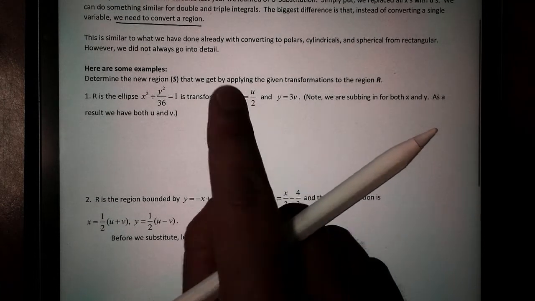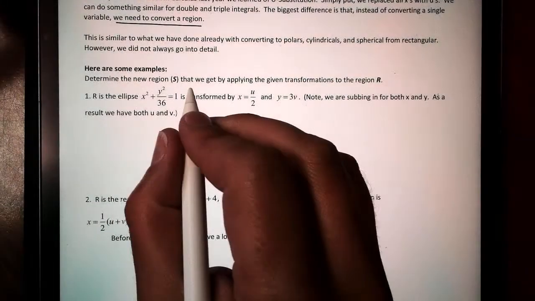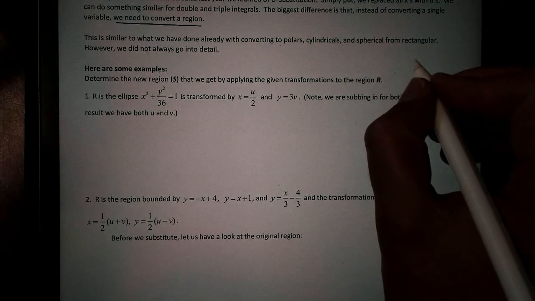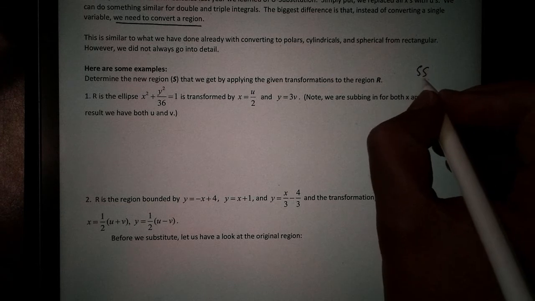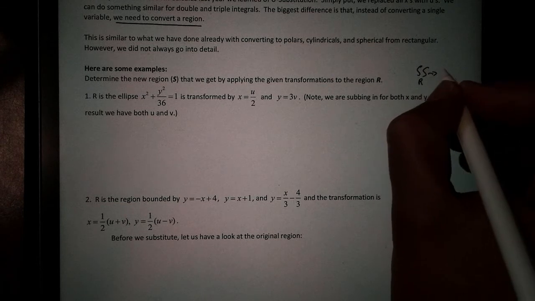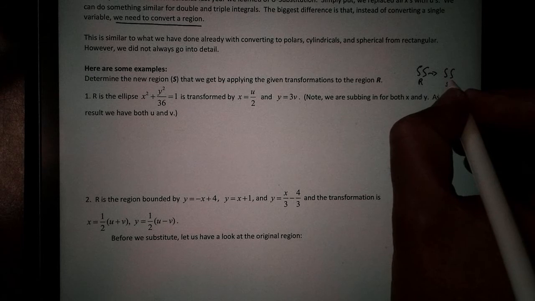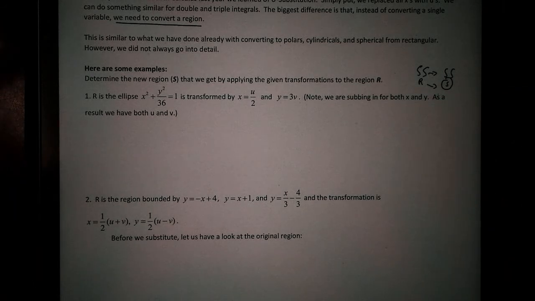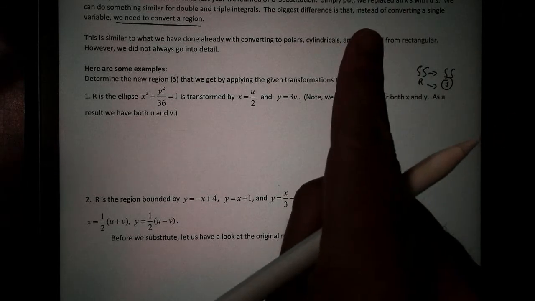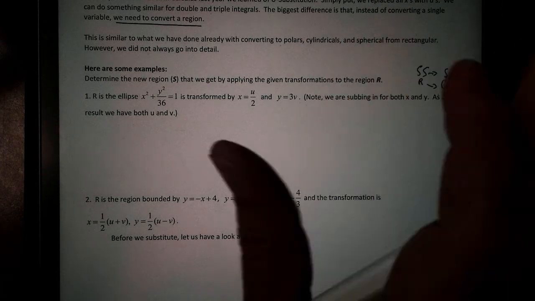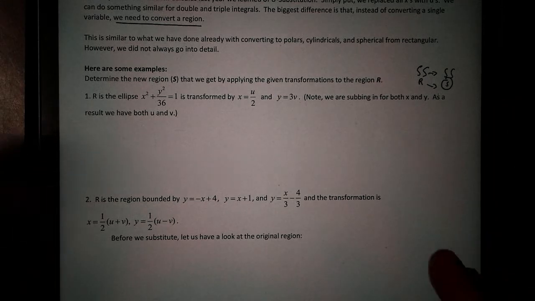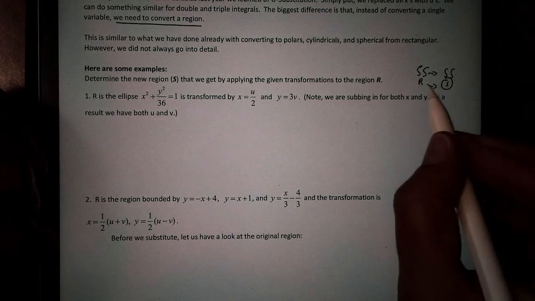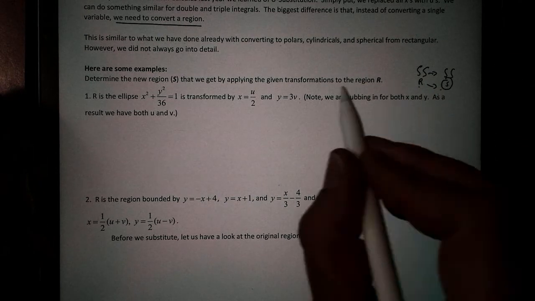Here are some examples. Determine the new region S. Now remember, if I'm given a double integral, it has a region R. We are just going to convert R to another domain S. So that's going to be our substitution. Today, though, we are only going to replace the domains. Tomorrow, we're going to take a look at how we can rewrite the entire integral. So today, we're only going to be worried about how we can change our base region, the domains.